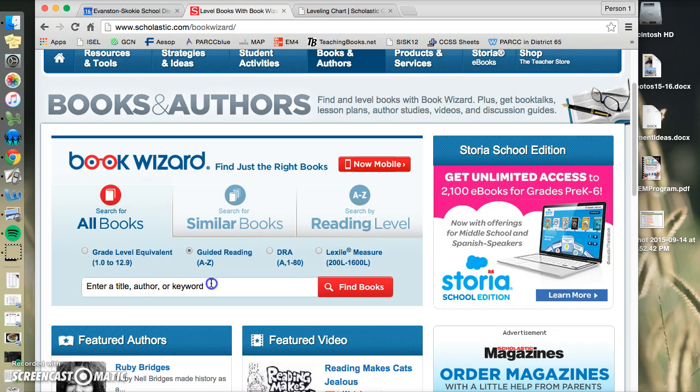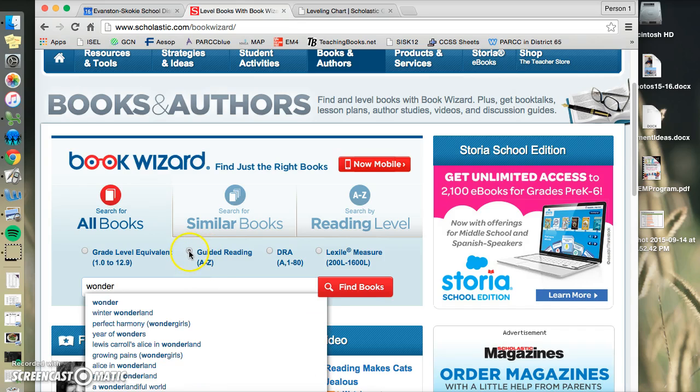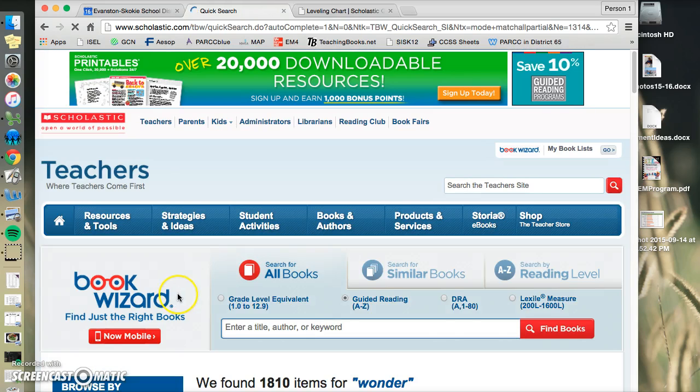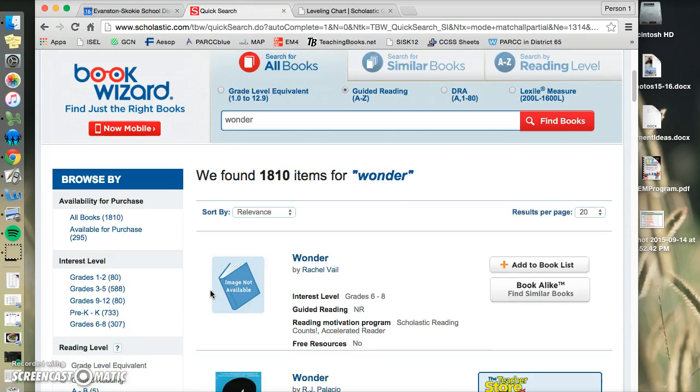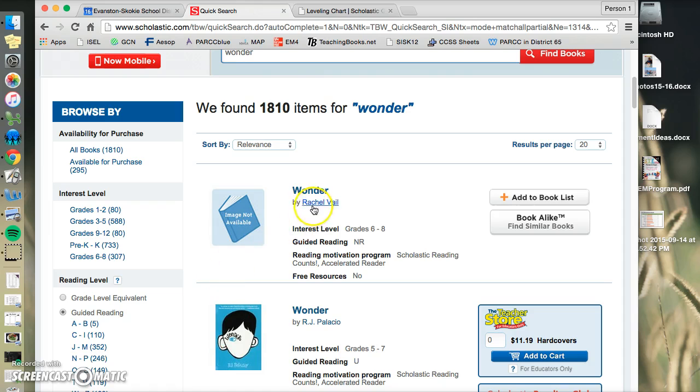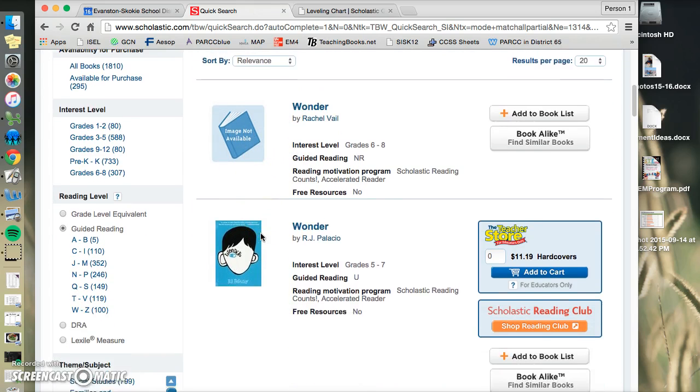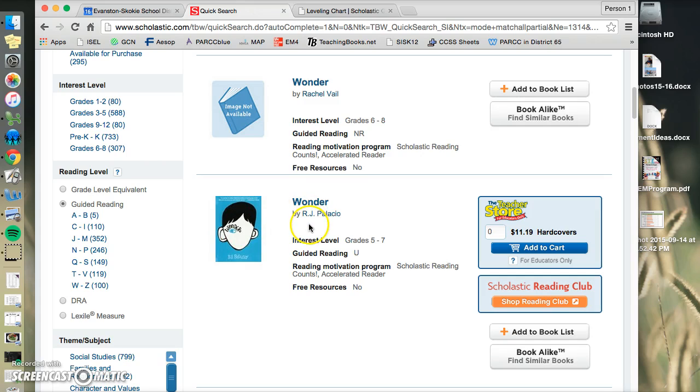Let's say you have a book and you want to know what reading level it is. All you need to do is make sure guided reading level is clicked and type in the title. Sometimes others will come up and that can help you make sure you are typing the correct one in. It should take you straight to a page, and you want to make sure it's the right author. Sometimes there are images. Some of the books will have the interest level, guided reading level, and some other information on there. This is the fastest way. If it's a very popular book, it will probably be right here for guided reading level.